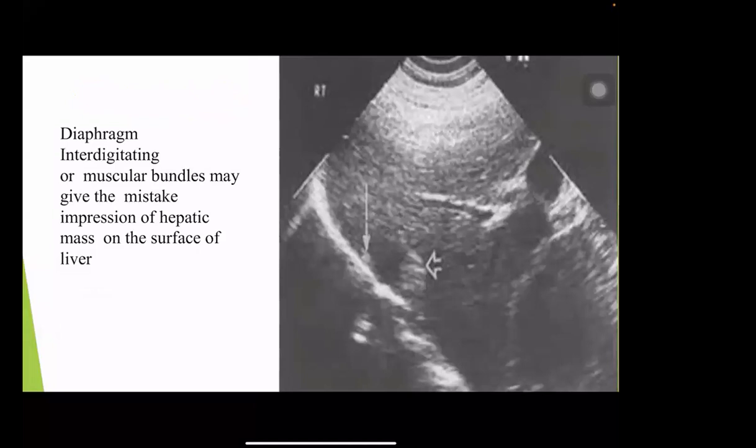Also, in patients with diaphragm interdigitating muscular bundles, this may give us a wrong impression of a hepatic mass on the liver, as we see here. Okay, here this is diaphragm interdigitating. It looks like a mass, so we put it in our consideration, and a differential diagnosis could be diaphragm interdigitating.